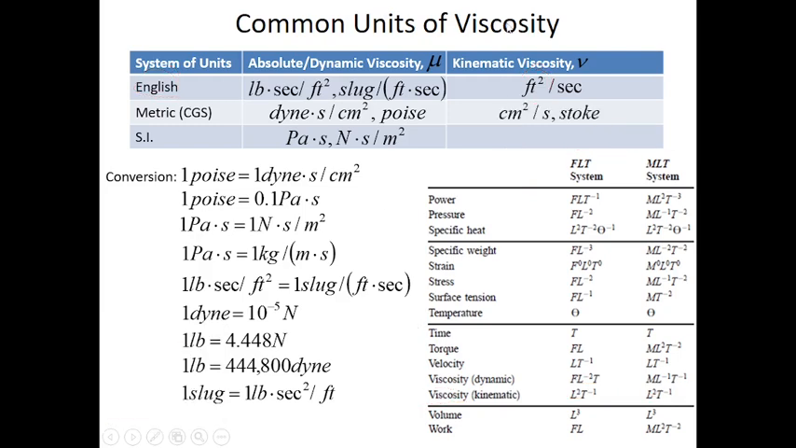And then, for metric system or CGS, so meron tayong square centimeter per second. No? Square centimeter per second. Or Stoke. Okay? Pwede rin siyang Stoke. No? So, take note, ang 1 square centimeter per second ay 1 Stoke. No? Or 1 Stoke is equals to 1 square centimeter per second. For SI, ang kinematic viscosity, naka-express siya in square meter per second. No?